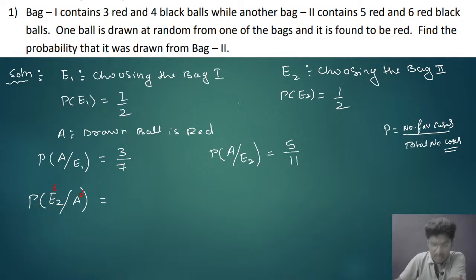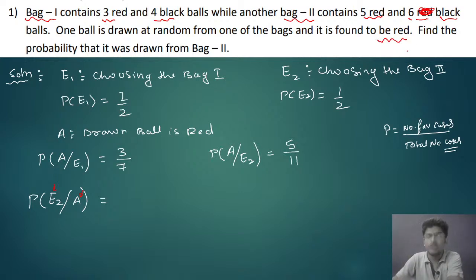See, what is the problem? There is bag 1 and there is bag 2. In bag 1 there are 3 red balls and 4 black balls. In bag 2 there are 5 red balls and 6 black balls. They have taken one ball out of the bag and it is red. Now they are telling us to calculate that it is from bag 2.